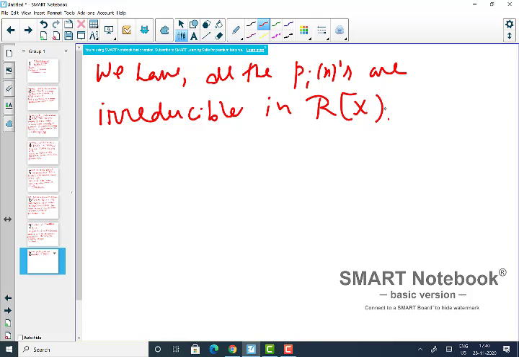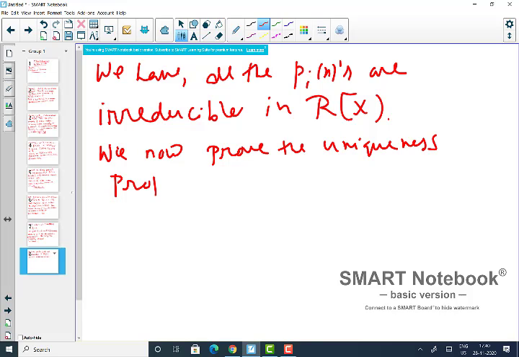Does this prove our theorem that R[x] is a UFD? No, actually, because the uniqueness property I did not prove. Now we prove the uniqueness property.